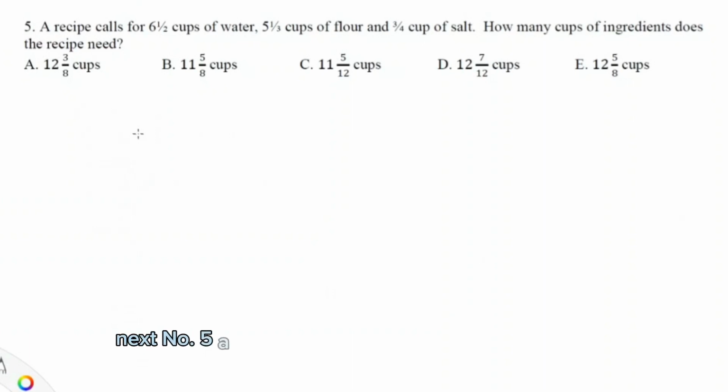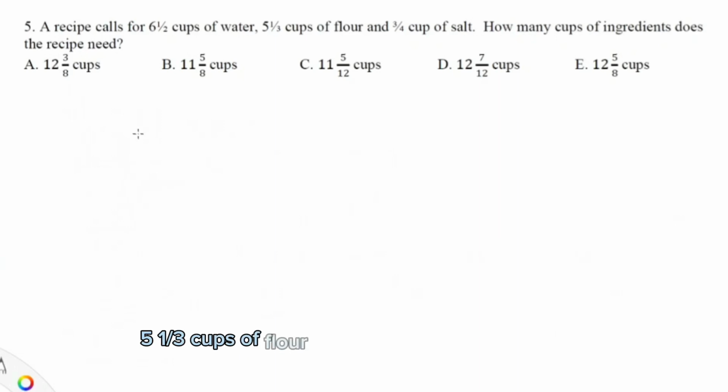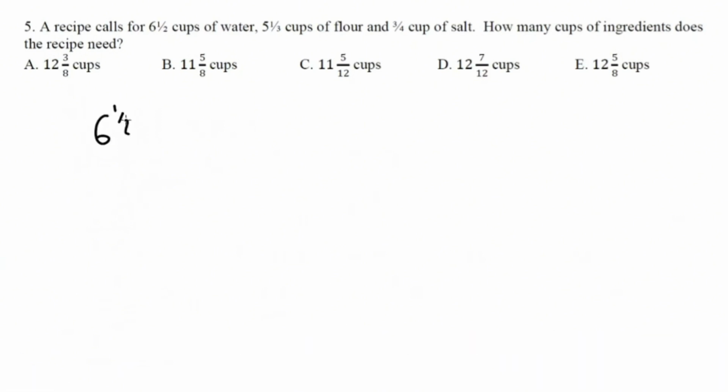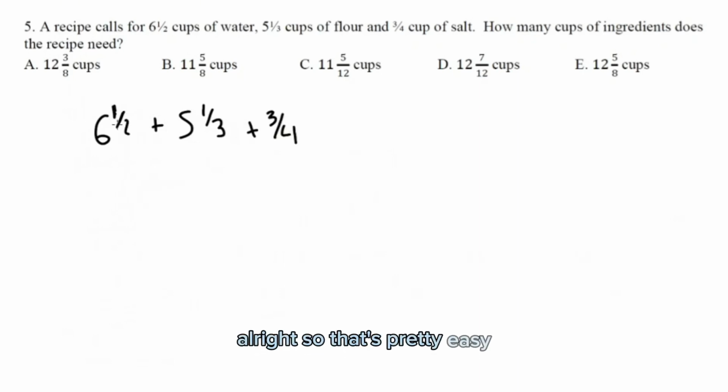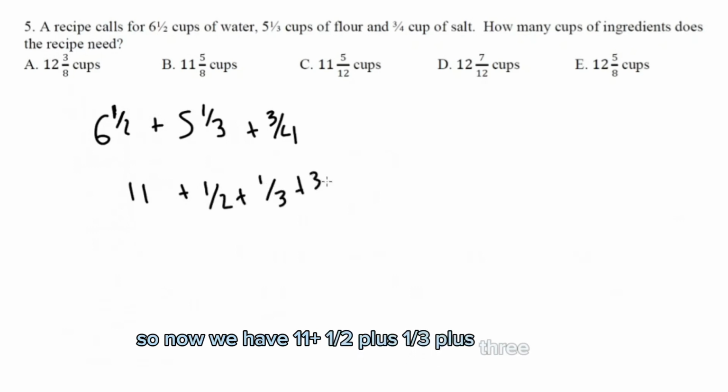Next, number 5. A recipe calls for 6.5 cups of water, 5 1/3 cups of flour, and 3/4 cups of salt. How many cups of ingredients does the recipe need? Alright, so all we have to do is 6.5 plus 5 1/3 plus 3/4. That's pretty easy. First, 6 plus 5 is just 11. So now we have 11 plus 1/2 plus 1/3 plus 3/4.